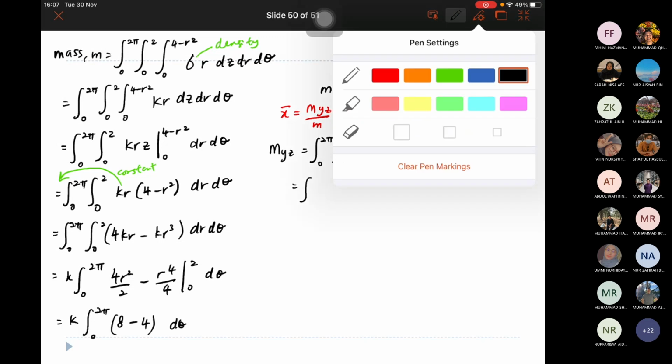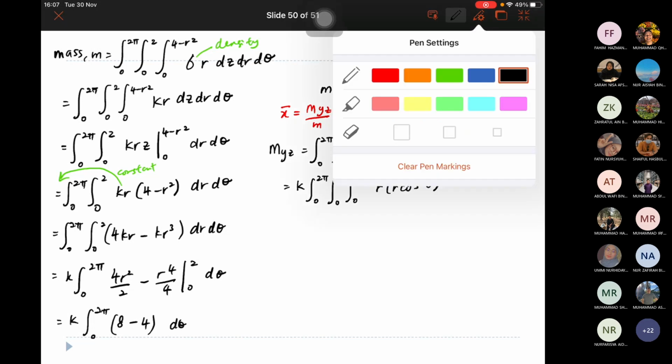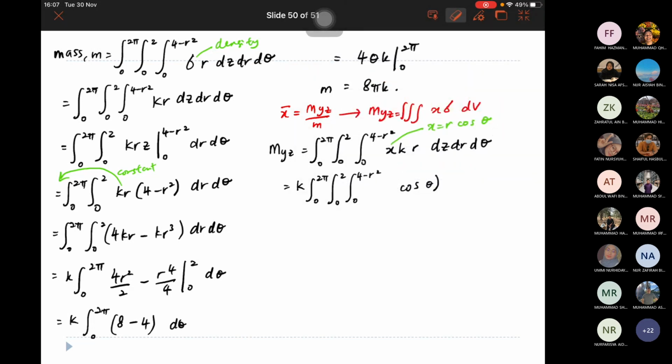So akan sama dengan K, saya keluarkan sebab K is a constant. So you can pull out K. K, 0 sampai 2 pi, 0 sampai 2, 0 sampai 4 tolak R squared, R darabkan dengan R cos theta. So jadi R kuasa 2 lah. R kuasa 2 cos theta, dz dr d theta. Cuba settlekan ini integration.